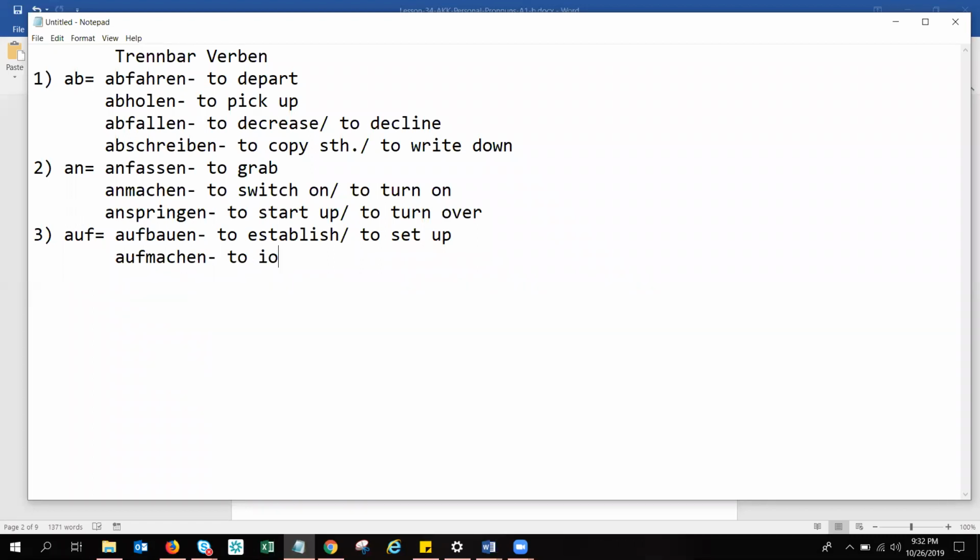If you want to say, please open the window, so: bitte machen Sie das Fenster auf. Window is Fenster. So it means to open, and it is also used for to uncap. If you have a box which has a cap and you want to uncap that box, in that case also we use this verb aufmachen. Then we have aufstehen, which I already told you. Aufstehen is to wake up.